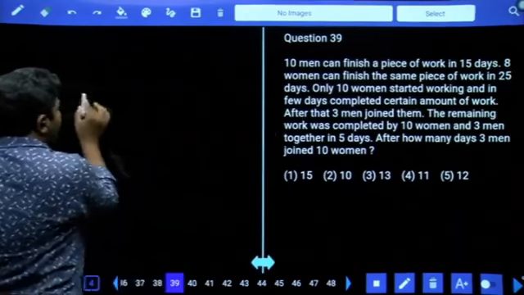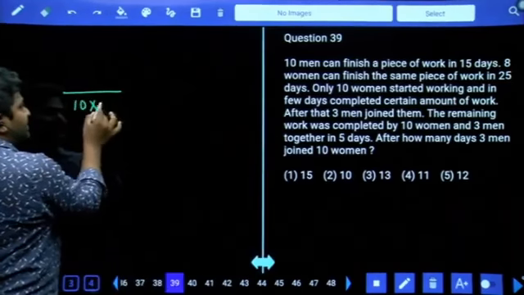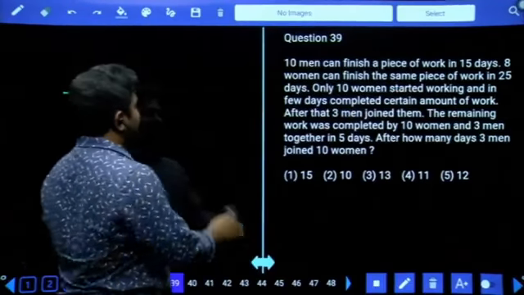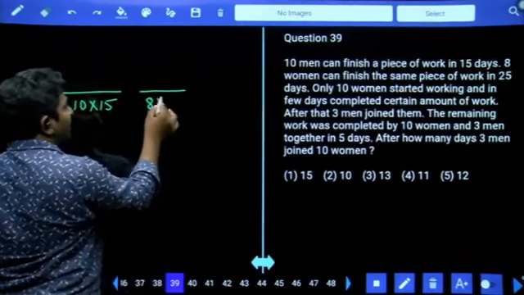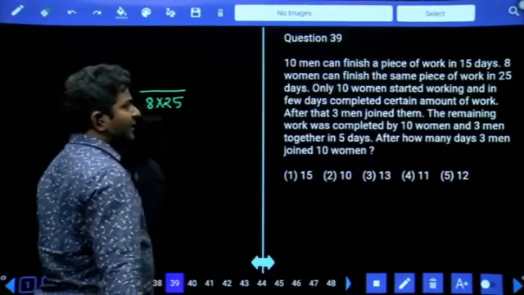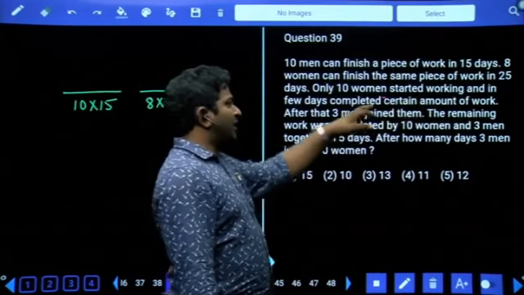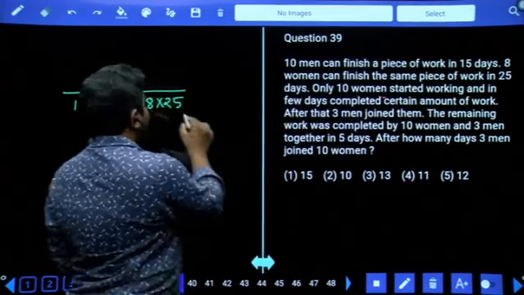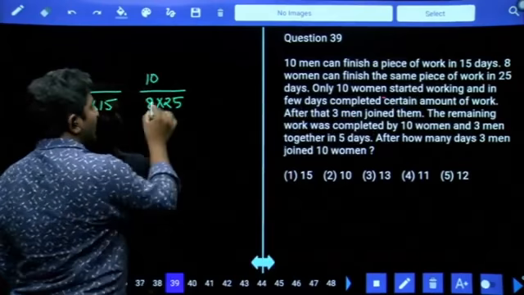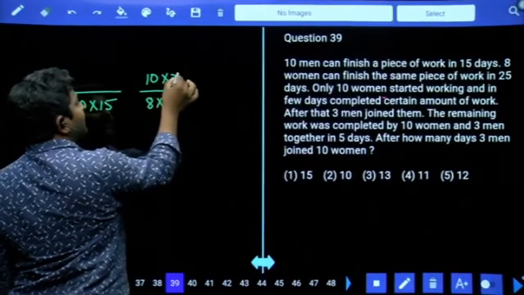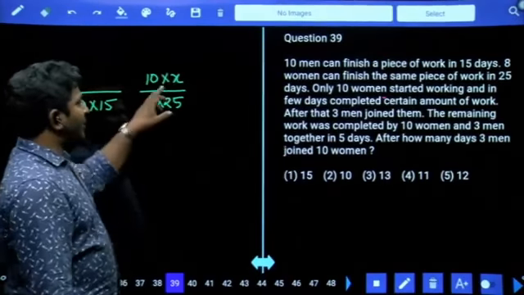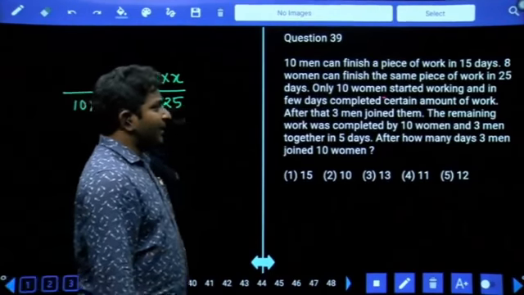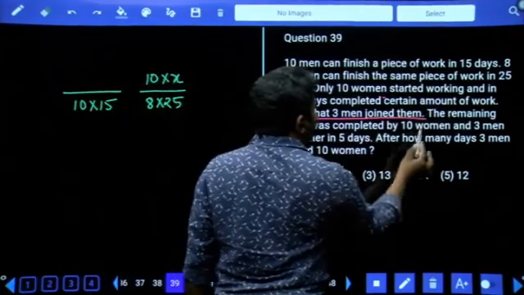Then 1 man can do it in 10 into 15 days. 8 women can finish the same piece of work in 25 days. Then 1 woman can do it in 8 into 25 days. Only 10 women started working, and after a few days, let us assume 10 women's work is equal to this much, and they worked for x number of days. Work done by 10 women in x days is equal to 10x by 8 into 25. Keep it aside. After that, 3 men joined.